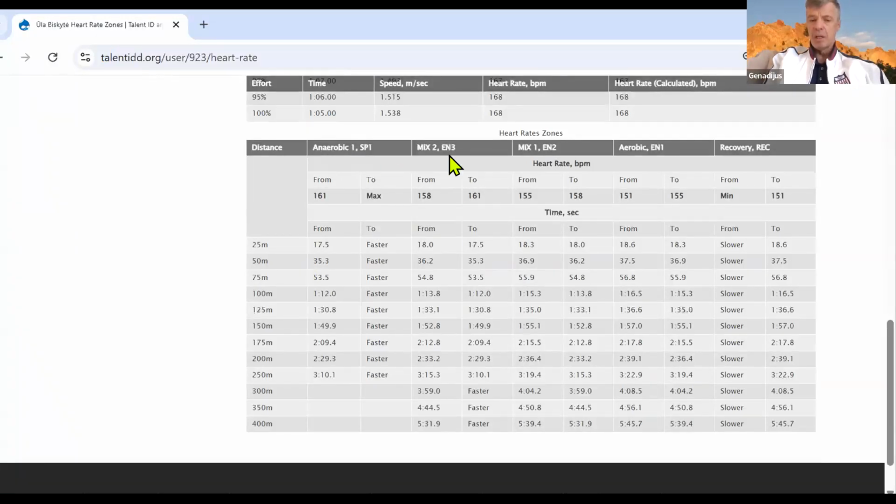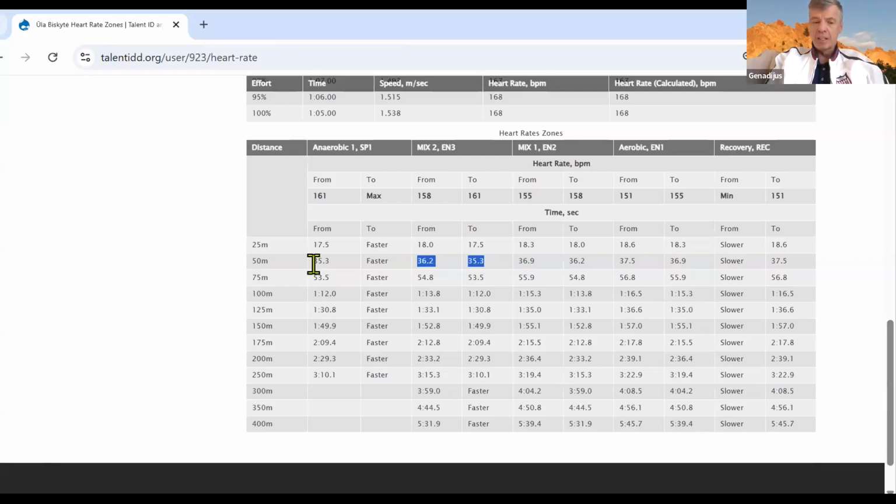For example, if you want to swim in the mixed energy zone, which is Mixed 2 or VO2 max, in the US we call it the EM3 energy zone. In this case, if she swims 50s, your time should be between 35.3 and 36.2 in the swim set.